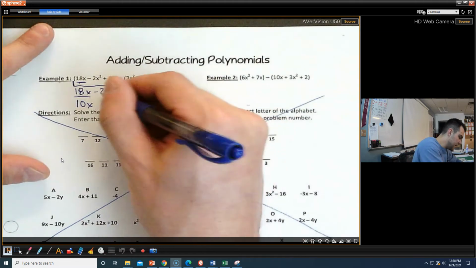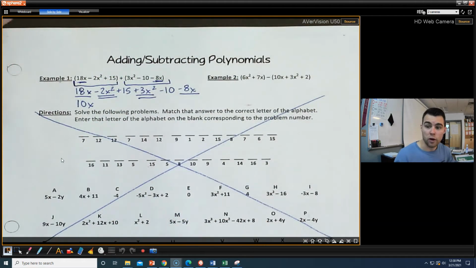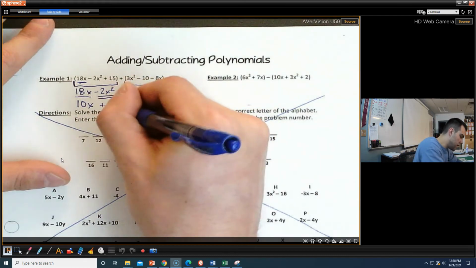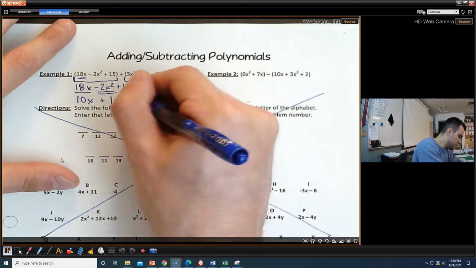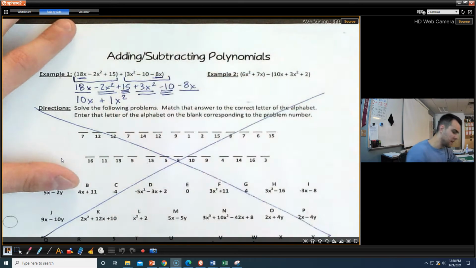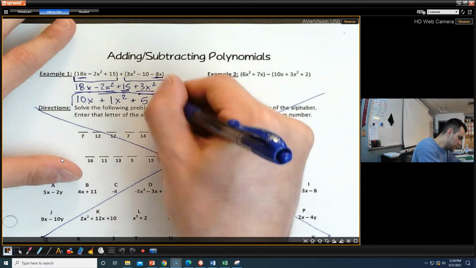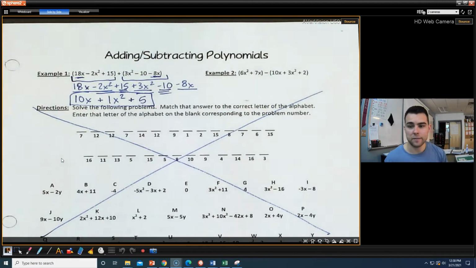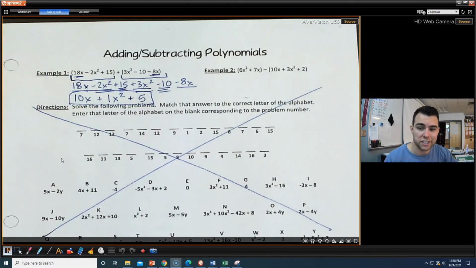Then I look at the negative 2x squared plus a 3x squared. Negative 2 plus 3 is 1x squared, so plus 1x squared. And then finally, we have 15 minus 10, and 15 minus 10 is 5, and it's a positive 5. Okay, so that's how you add polynomials. If you are adding these guys, just drop the parentheses and combine like terms.